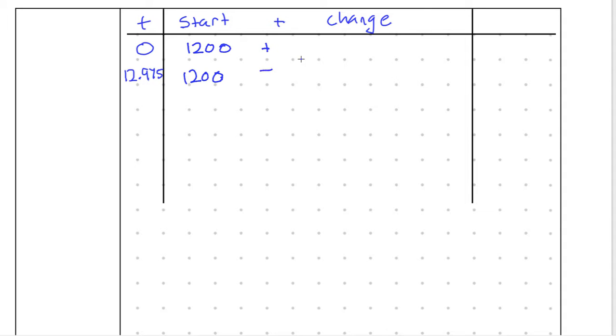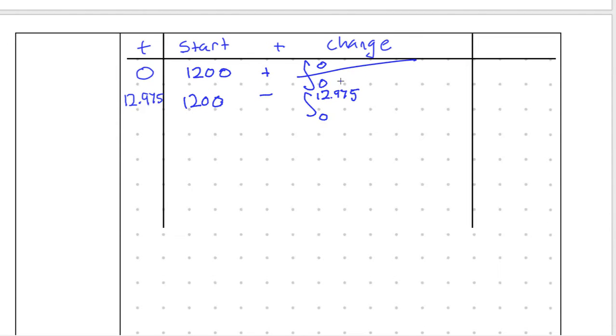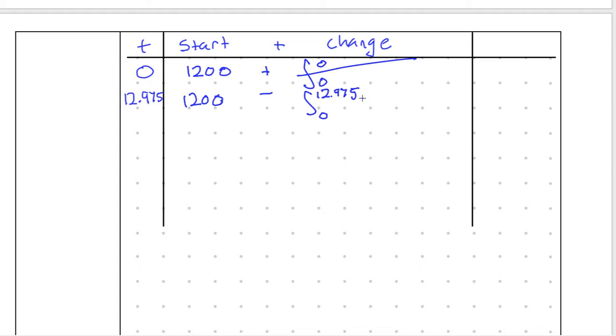That's going to be adding to the integral from 0 to 0, so I don't really need an integral there. And this is going to be the integral between 0 and 12.975. What do I write in here for 12.975 for the integral? Would it be W of t minus R of t? That is correct. W of t minus R of t, all that in parentheses, dt.